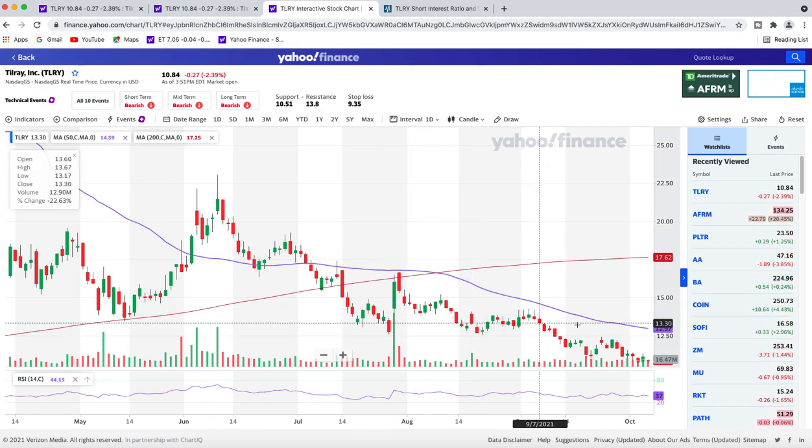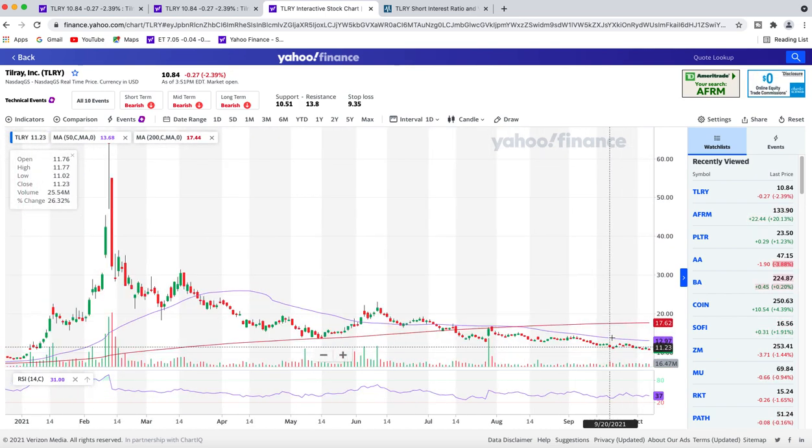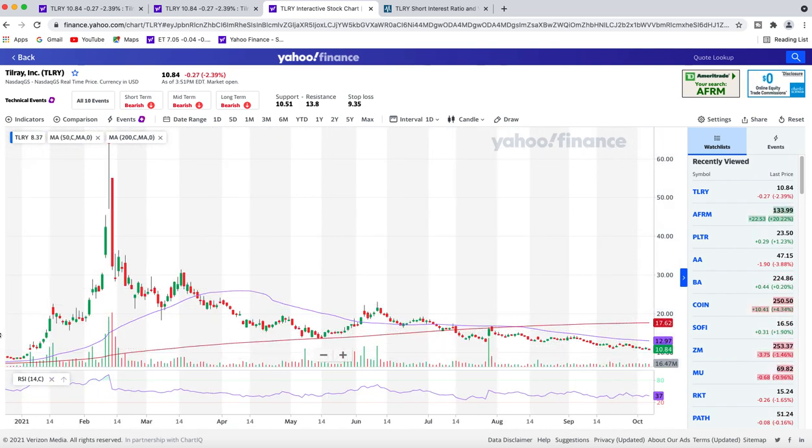So that's my belief. If we get some decent earnings tomorrow, we're going to pop back up and get up here to around the $12 level. If not, we're going to stay flat, and we could go even further down to about 8.50.